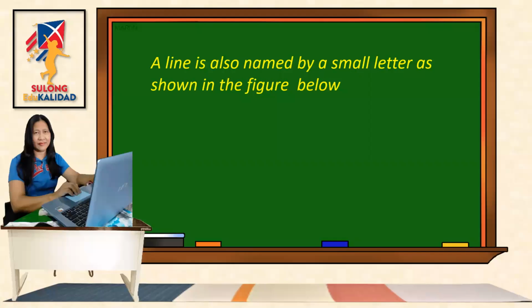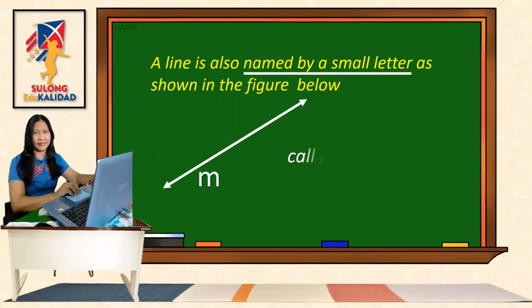So a line is also named by small letters as shown in the figure. Look at my next figure. Do you see the line? You can also name it using a small letter. But when you use a small letter, you only give one name for that line. So we call it line M.